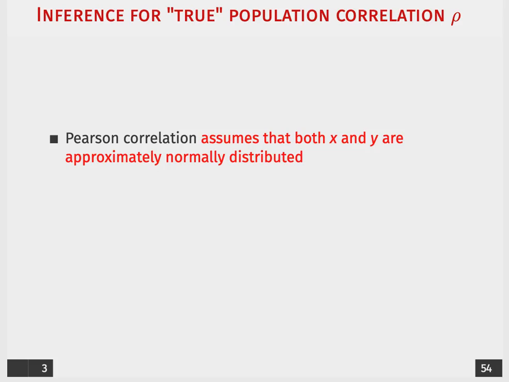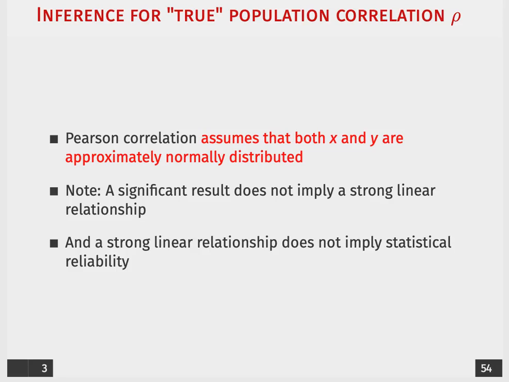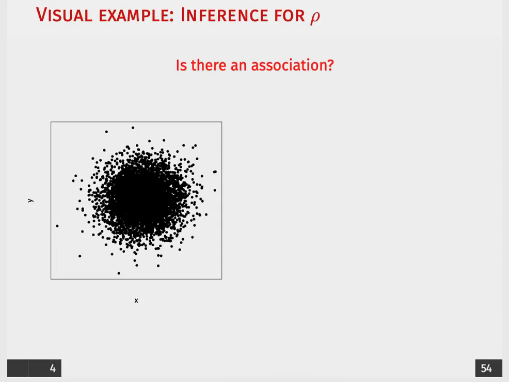So when we're talking about a Pearson correlation here, we're assuming that both X and Y are approximately normally distributed. And again, that's the sampling distribution, right? So a significant result is also not necessarily going to imply that there is a strong linear relationship. We'll talk about that a little bit more in the next slide. And a strong linear relationship does not necessarily imply statistical reliability.